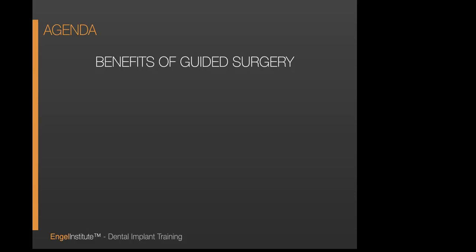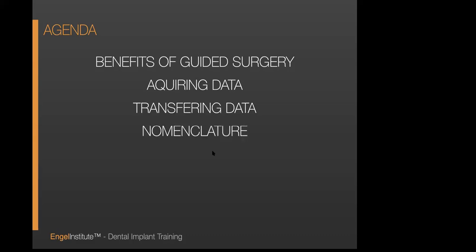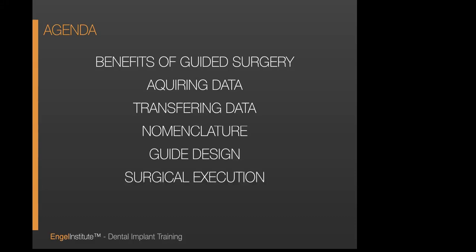So here's an agenda of what we will be talking about, some of the benefits of guided surgery. We will go into acquiring data. How do we acquire data to do guided surgery? And then once we have the data, what do we do with it? How can we transfer that data? We will then go into a couple different things together. One will be nomenclature. What is the name of all this stuff that we're using? The keys, the guides, the handles, the dots, the lines, the drills, etc.